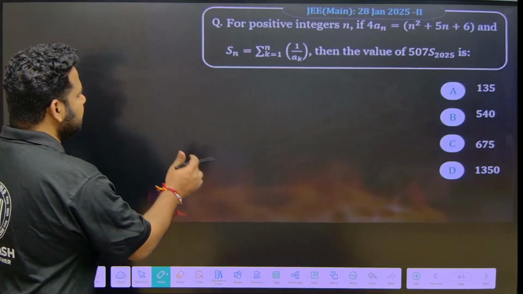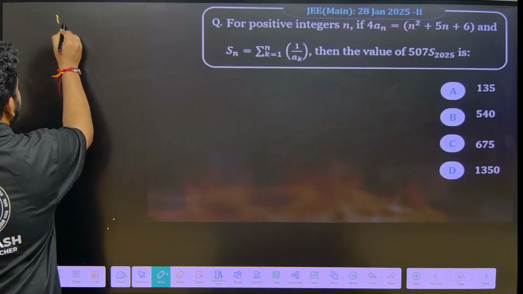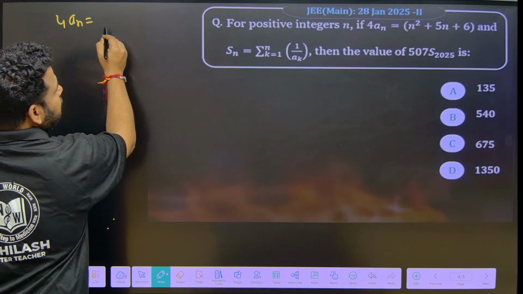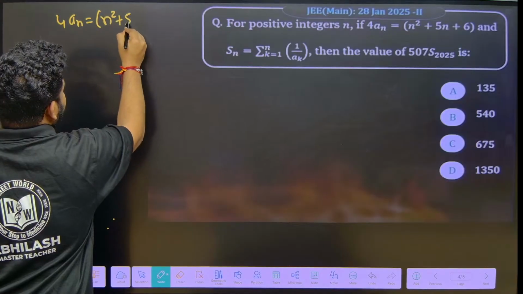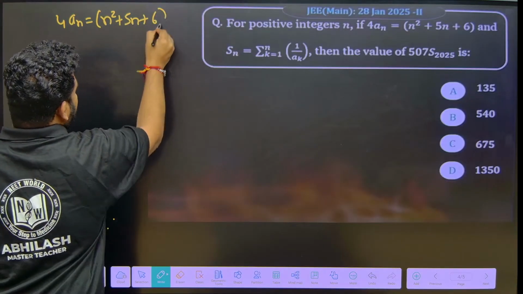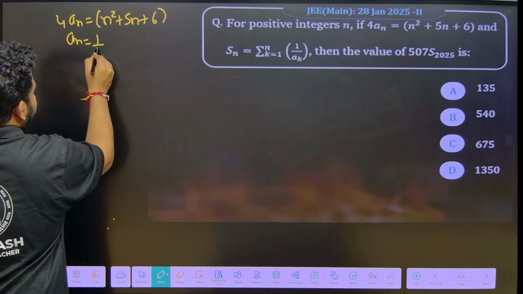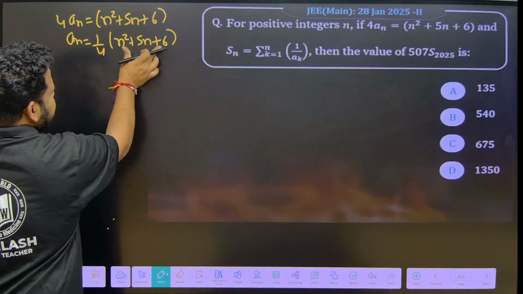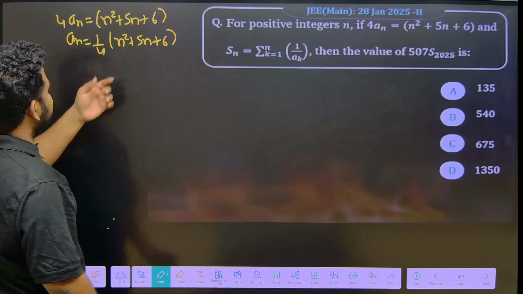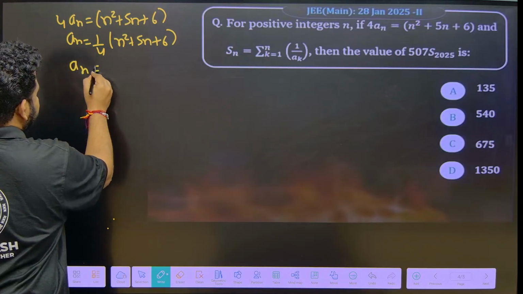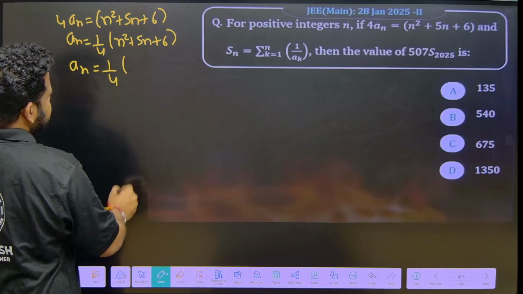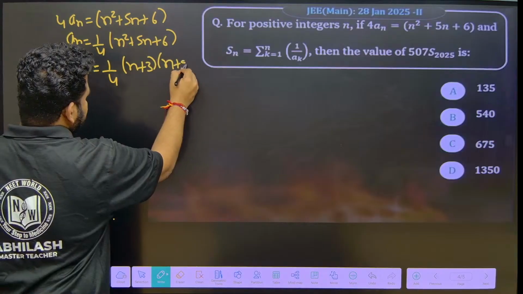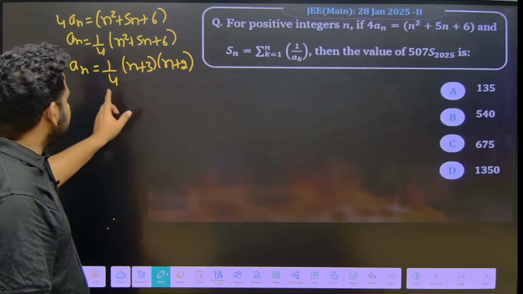So, first let us take a_n. They are given 4 times a_n is equal to n square plus 5n plus 6. So, a_n becomes 1 by 4 times n square plus 5n plus 6. This is a quadratic equation in n, so I can solve for this. Directly, I can write a_n will be equal to 1 by 4 times (n plus 3) into (n plus 2). This is what I got for a_n.